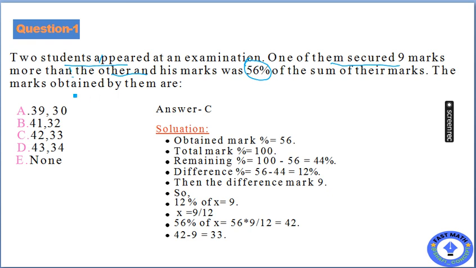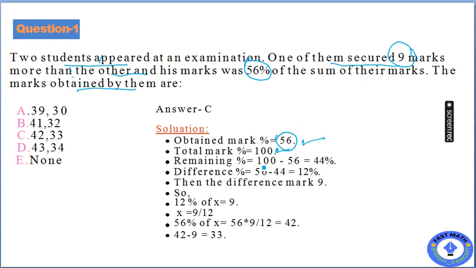Coming to the question, the total percentage of marks of the one who has got the highest is 56%, and we are assuming the total marks are 100. Whenever we are calculating, the percentage should be calculated on the basis of 100%. In this problem, it is clearly told that 9 marks is how much the person with the highest marks got more compared to the other.